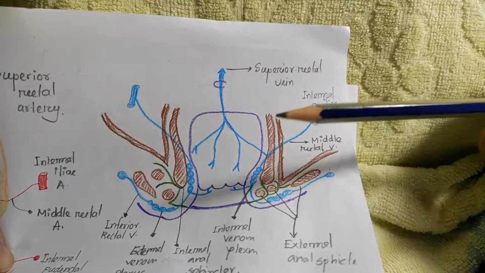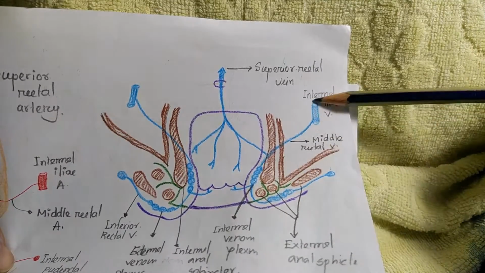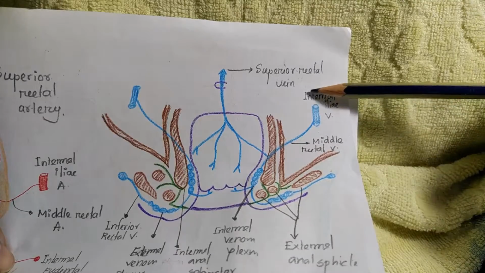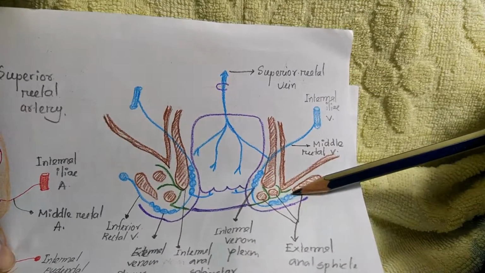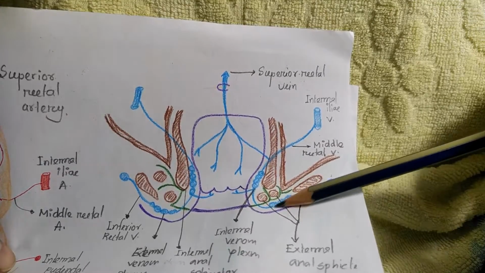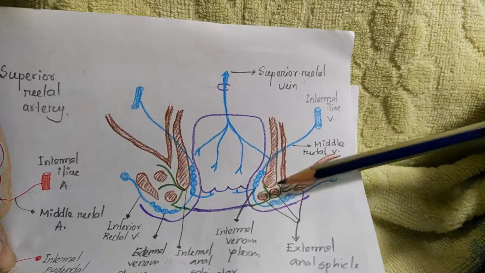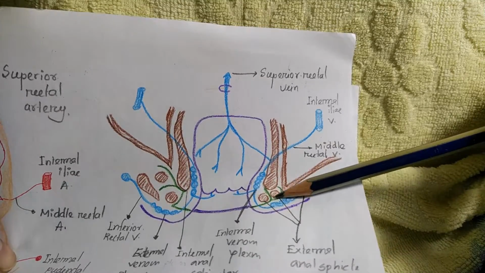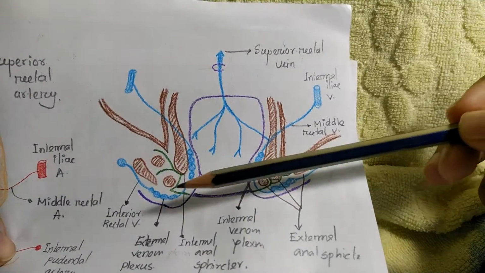That's why this knowledge is very important. And the middle rectal vein will drain to the internal iliac vein, and along with the external anal sphincter you can see some venous drainage present. These are the external venous plexus.